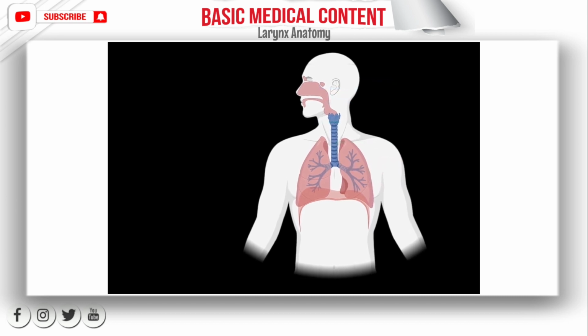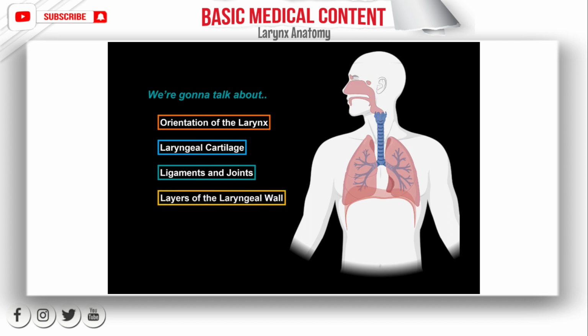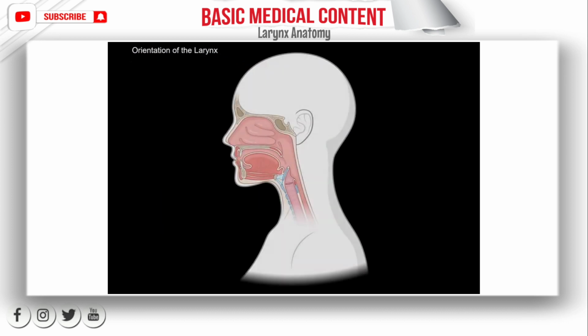So in this video, we will start with orientation by looking at the anterior and the posterior view of the larynx. And then we will talk briefly about the cartilages that make up the larynx, as well as the ligaments and joints that hold the whole thing together. Then we will do the walls of the larynx and talk a little bit about what's special with the laryngeal cavity.